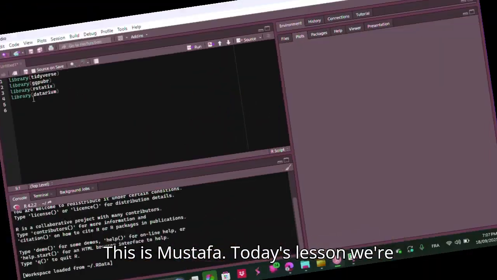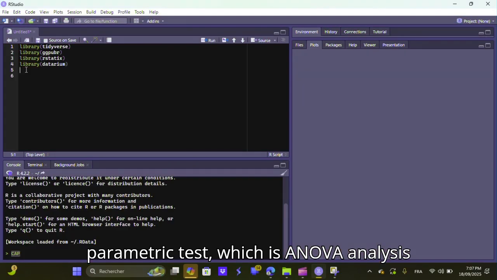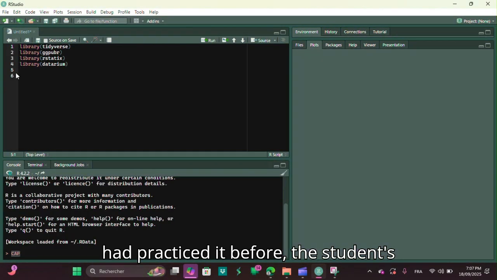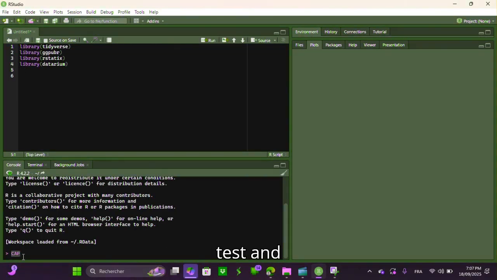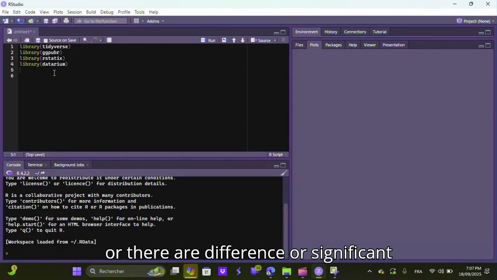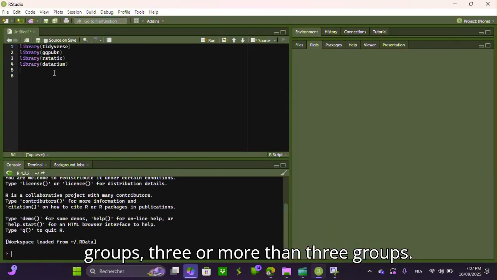Statistics with Mustafa. Today's lesson we're going to talk about a widely used parametric test, which is ANOVA, analysis of variance. We had practiced it before with the Student's t-test, the Wilcoxon, and also the sign test, but now the analysis of variance is used to describe if there is a significant difference of means between three or more groups.